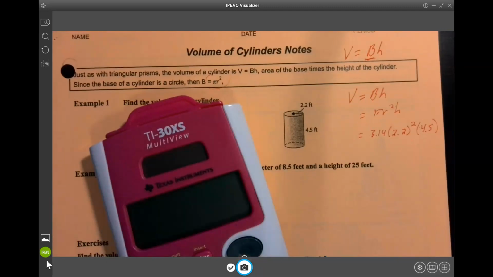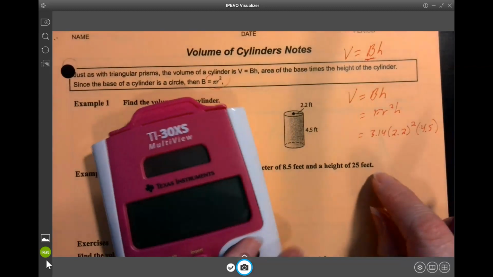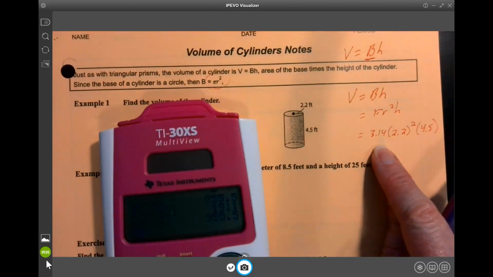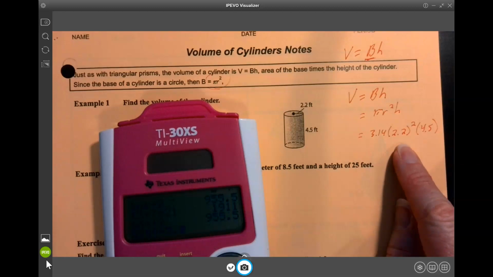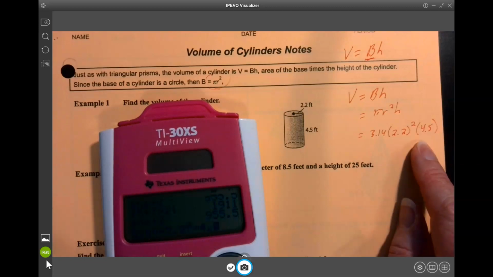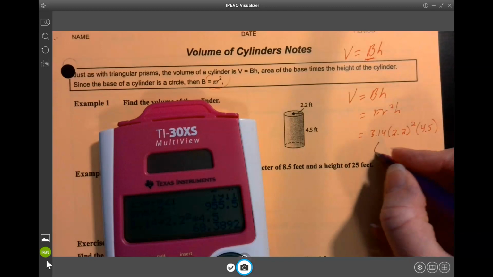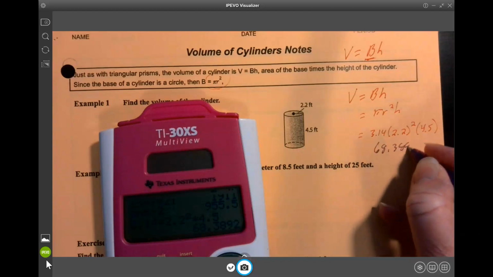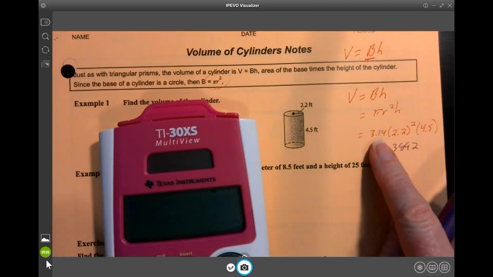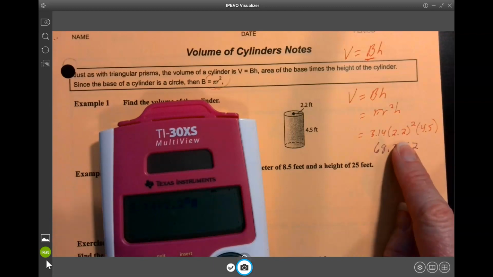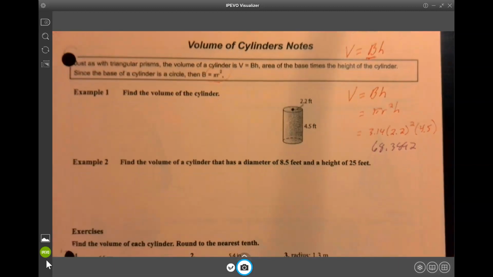Pull out your calculators now. Well, let's do it. So we have 3.14 times 2.2 squared times 4.5. And I got 68.3892. We're going to do it again, because if we put it just once into a calculator, we want to double check our work. And I got the same thing both times, so I'm good with that.